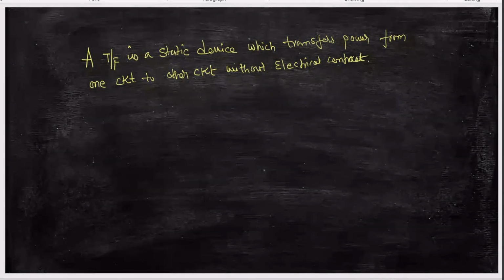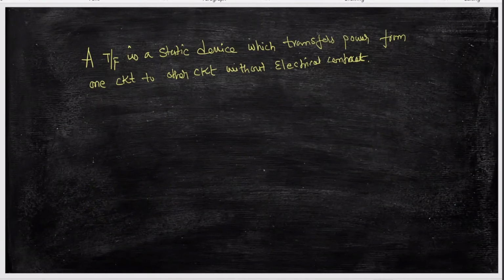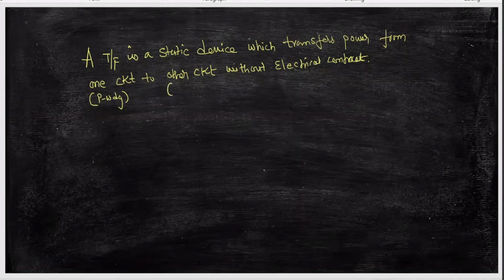If you observe, the primary and secondary windings do not have any electrical contact. Even though there is no electrical contact between the primary and secondary winding, we are able to transfer the energy from primary side to secondary side. So a transformer is a static device which transfers power from one circuit to the other circuit. This one circuit is nothing but your primary winding. The power given to the primary winding is sent to the secondary winding without electrical contact.